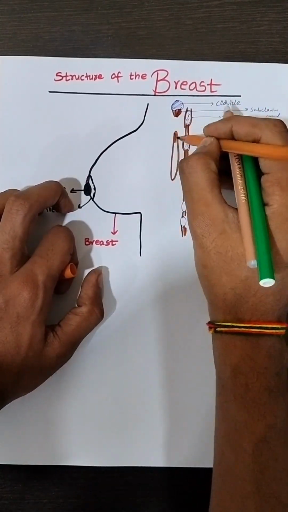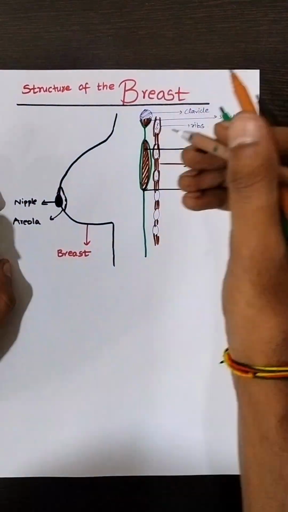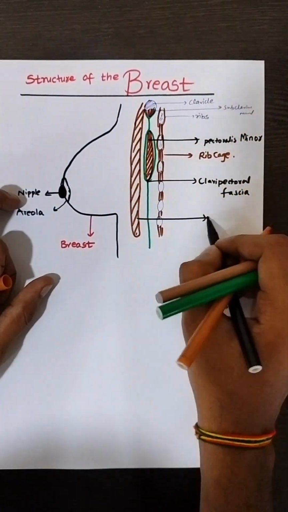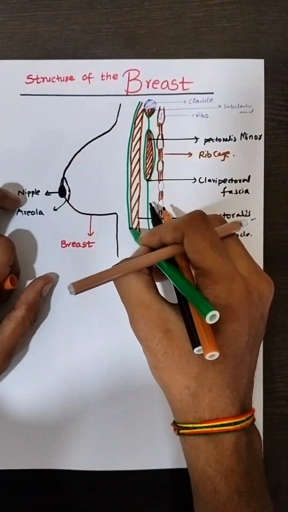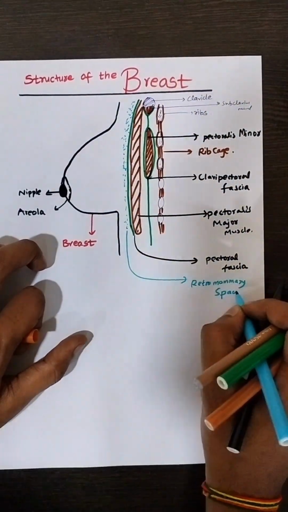Here the clavicle and subclavius muscle, and beneath that the pectoralis minor muscle, and enclosing it the clavipectoral fascia, and enclosing the pectoralis minor muscle is the pectoralis major muscle, and it is surrounded by pectoral fascia. And here you can see the characteristic retromammary space. Because of this space only, the breast can be movable.